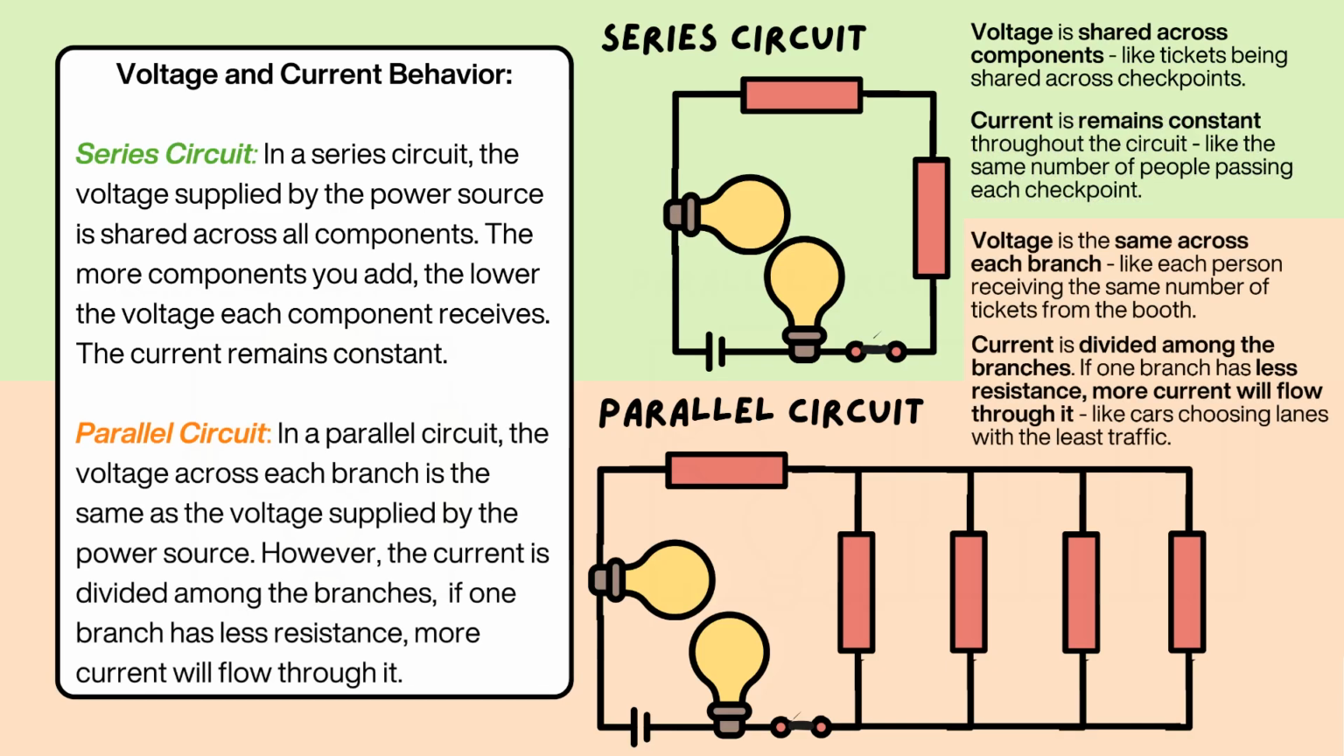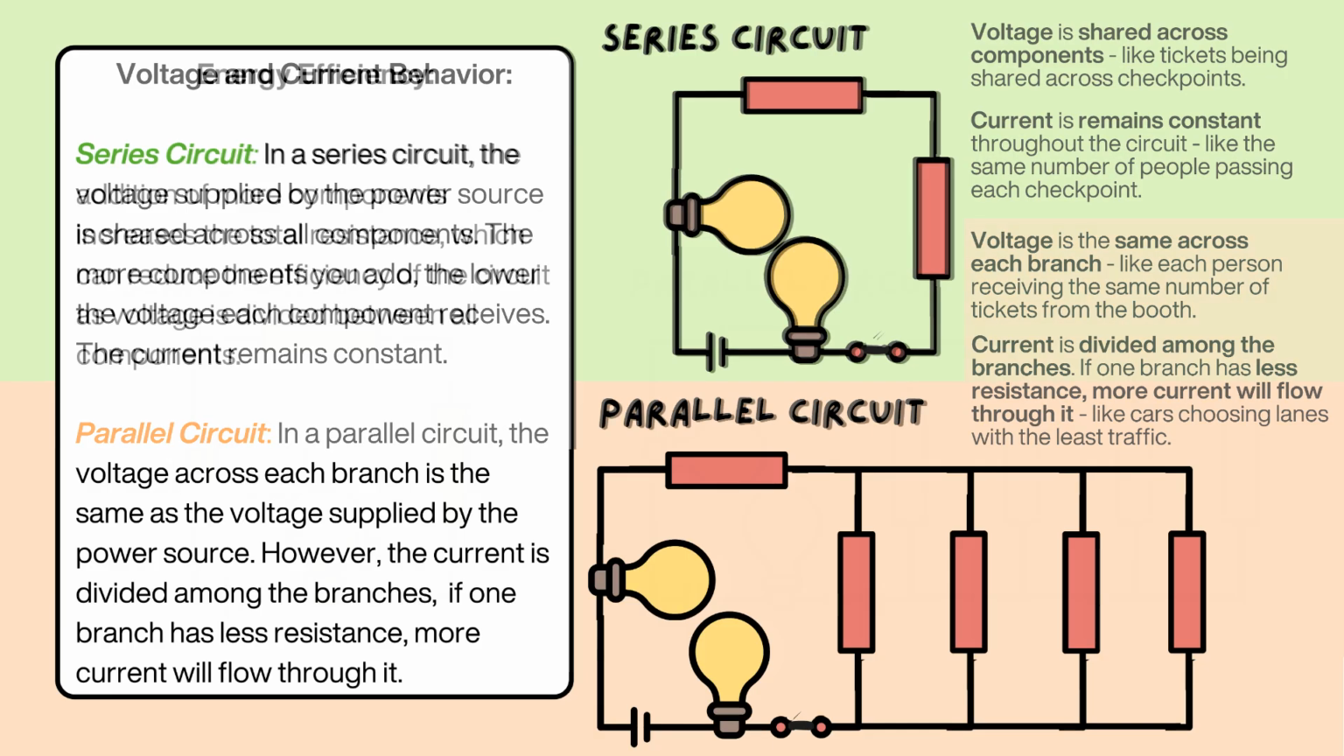In a parallel circuit, the voltage across each branch is the same as the voltage supplied by the power source. This means that all components receive the same voltage, which is crucial for household appliances that require a specific voltage to function correctly. However, the current is divided among the branches. If one branch has less resistance, more current will flow through it, while branches with more resistance will receive less current. Finally, let's compare energy efficiency.